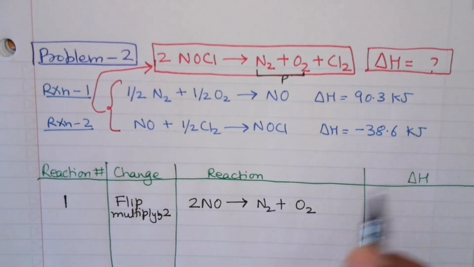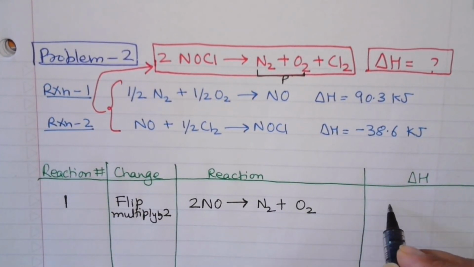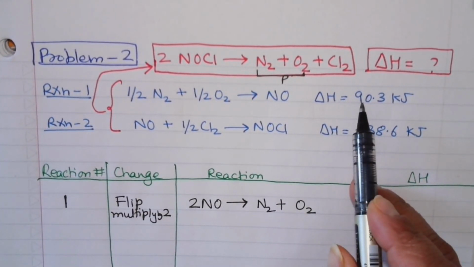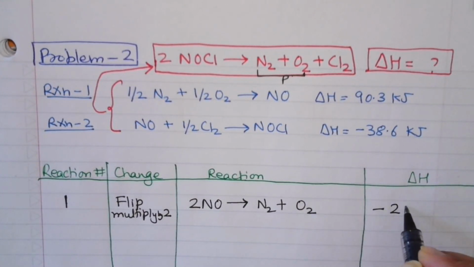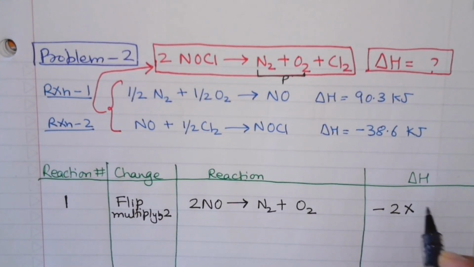Now we have to do the same thing to delta H. Delta H is positive, right? So it will become negative, and we also have to multiply that by 2. So negative 2 times 90.3.